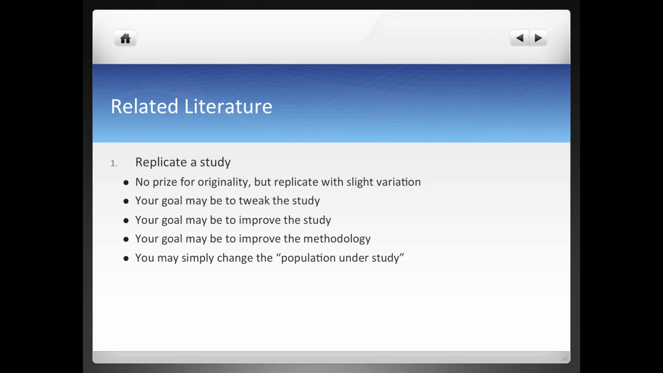Your goal may be to tweak the study, so you find something you like. You may want to tweak it a little bit. You may come up with a way that you think you can improve the study or improve the methodology, or you may simply change the population under study. I've pulled that one off before in a publication.